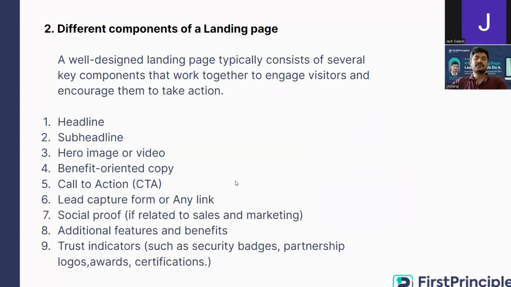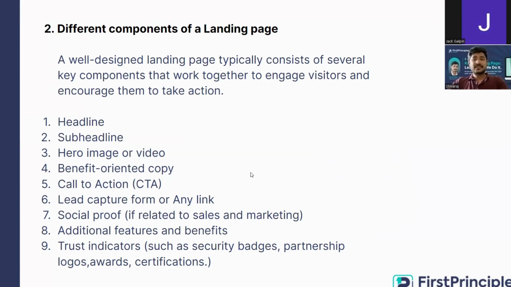Now, point 2 that I'm going to discuss is the different components of a landing page. A landing page might have different components based on the objective that you want to achieve, but broadly, I can put them into 9 different sections. The first section is the headline, which defines what the entire landing page is about. The subheading describes the product or the service. Third is the hero image or video. Then the fourth section is benefit-oriented copy, which describes in detail what the offering is.